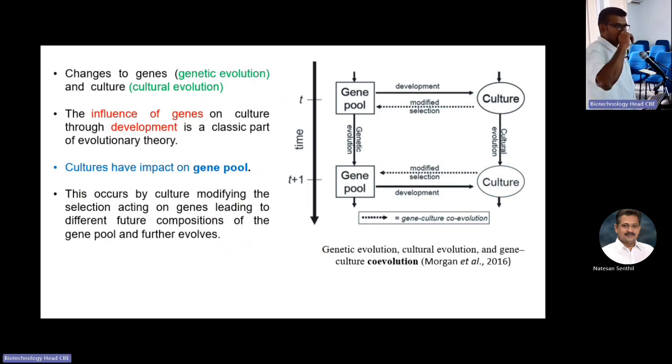So if we look into the co-evolution of culture and genes, in the time scale given here, genetic evolution happens. At the same time, cultural evolution also happens. And each of these interact at different levels at each time point. The influence of genes on culture through development is a classical part of evolutionary theory. Cultures also have an impact on the gene pool. This occurs by culture modifying the selection acting on the genes, leading to different changes in the gene pool and also further evolution.